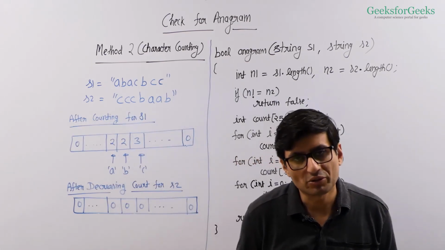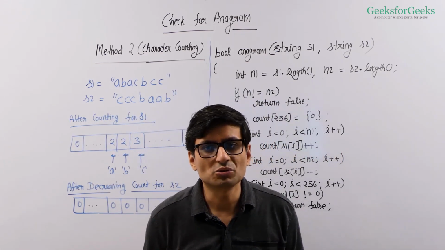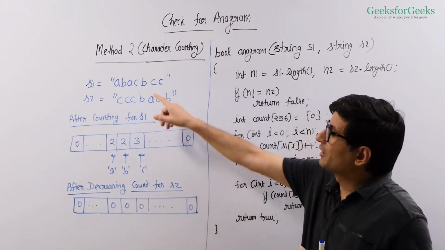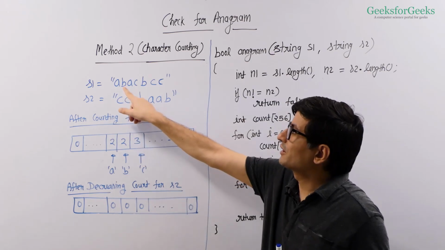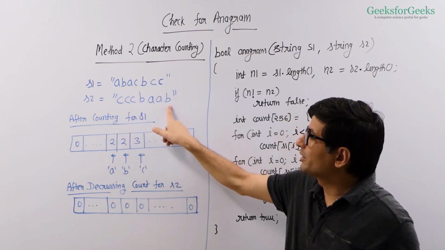Let us now talk about efficient solution to solve the problem. The idea is to use count array. Let's understand the solution with this example. Let's say we have these two strings. First string is ABACBCC. Second string is CCCBAAB.